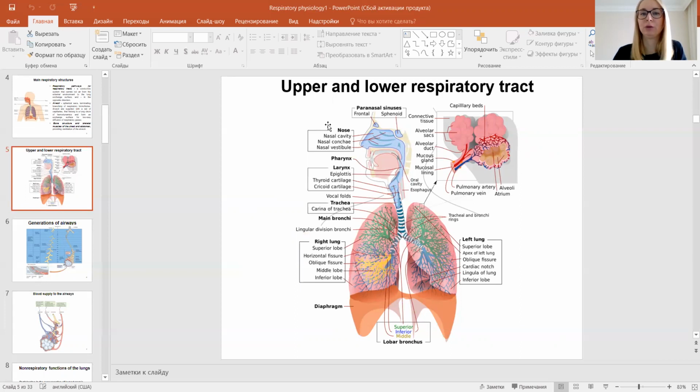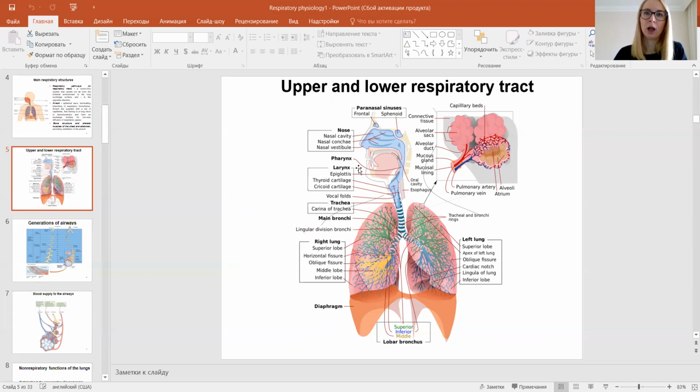Also, the upper respiratory tract is responsible for olfaction. The olfactory epithelium, which is present in the nasal cavity, is the peripheral part of the olfactory analyzer. And it also takes part in sound production because of the vocal cords, which are located in the larynx.